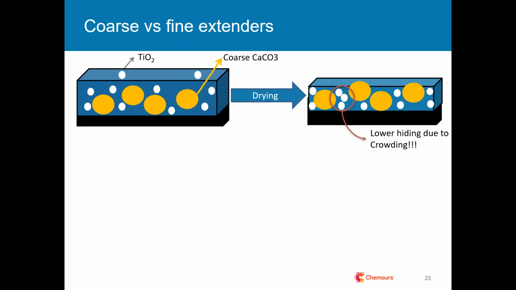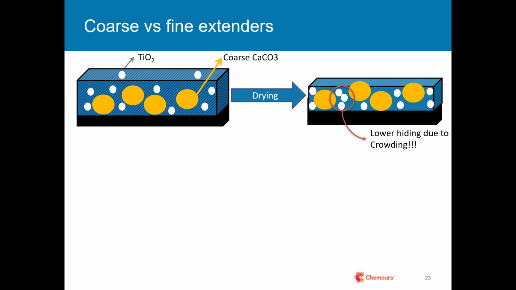During the drying, there is a compaction, the volume shrinks, and the places for the titanium dioxide are pretty limited, because these coarse extenders take a lot of place. They really push the titanium dioxide together. That lowers the distance between the titanium dioxide particles, and therefore they become very sensitive to crowding. So, low efficiency of the titanium dioxide.